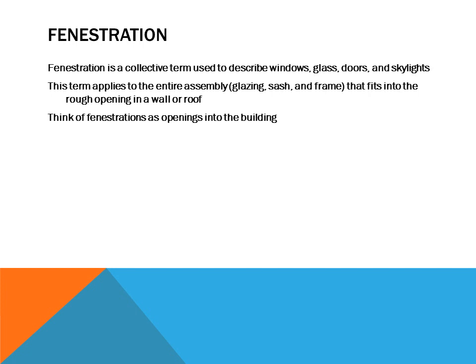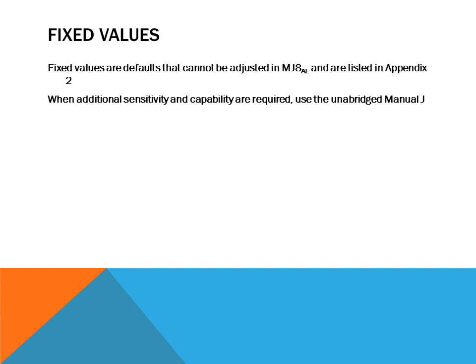We talked over the past couple of weeks about fenestration, and this is a term that we need to use when we're describing windows, glass doors, skylights, and things like that. Fixed values are defaults that cannot be adjusted in the Manual J and are listed in Appendix 2. So in the Manual J, you look in Appendix 2, that's where you get those values from, and it doesn't change. If you have something that doesn't fit that category, we need to use the unabridged Manual J that goes into a lot more detail than you would find with the abridged Manual J.